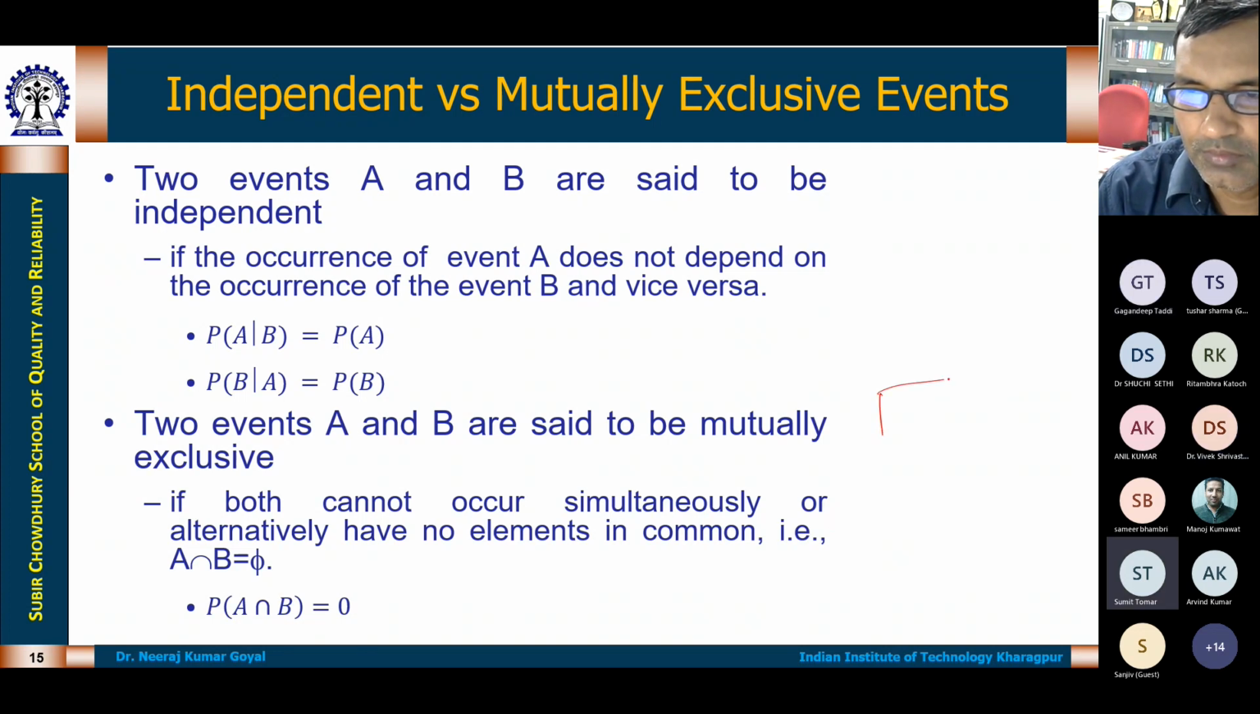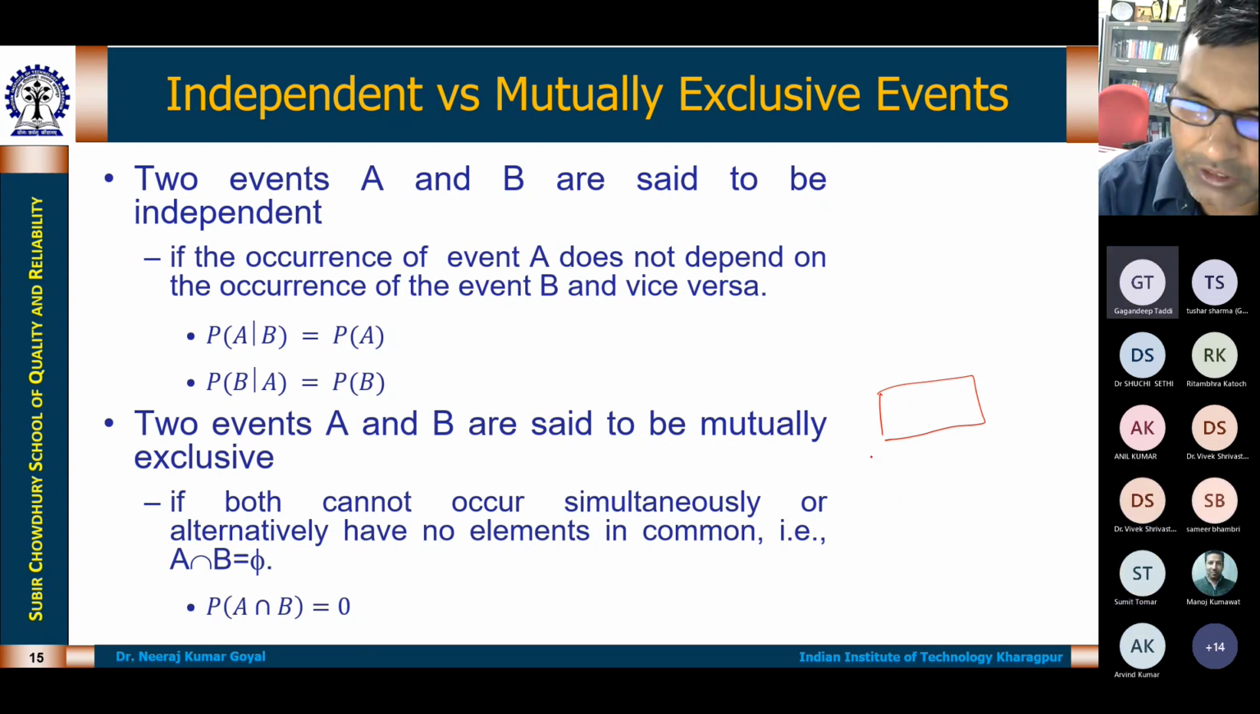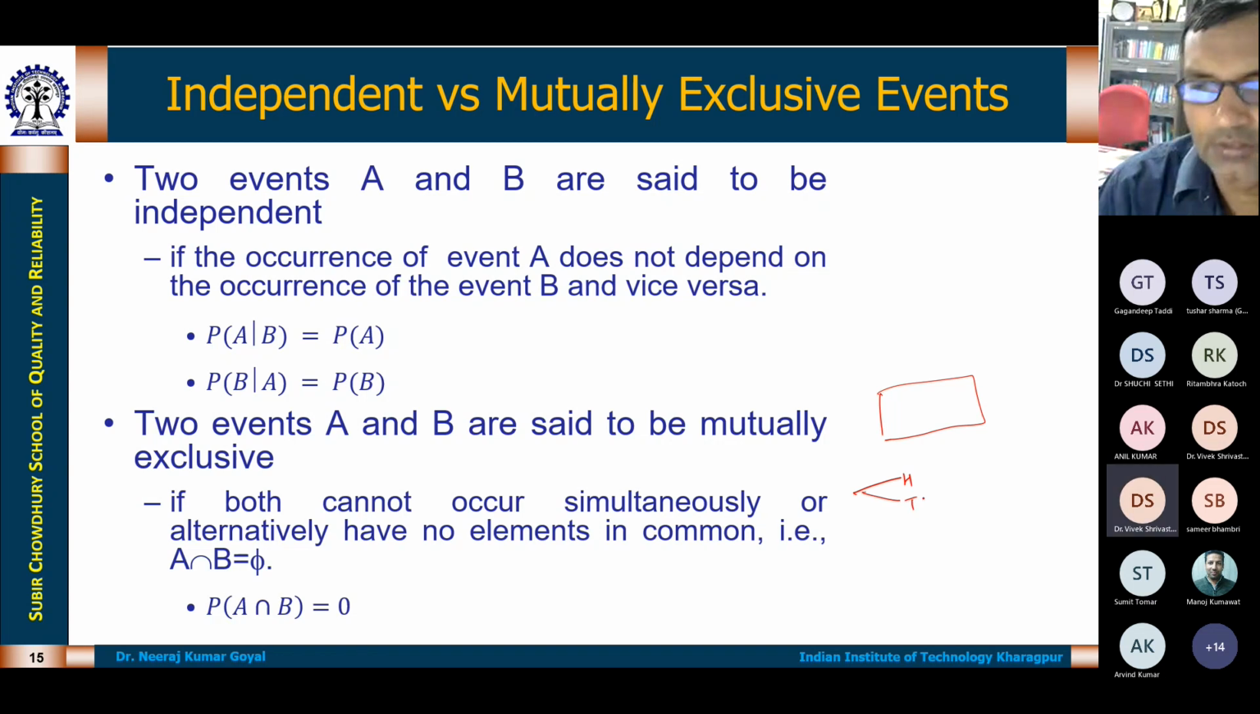I believe it is dependent, sir. They are dependent, right? One example was given: if I toss a coin, head comes or tail comes. Whenever I'm tossing a coin, if head comes, tail cannot come. So they are dependent. If head is coming, then tail will not come. They are like enemies to each other, right?